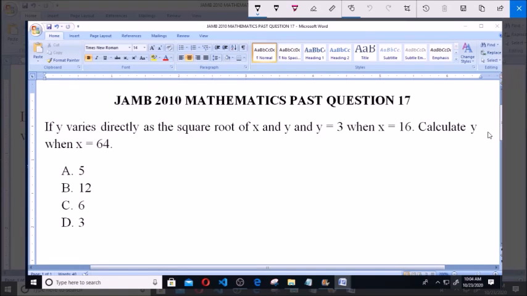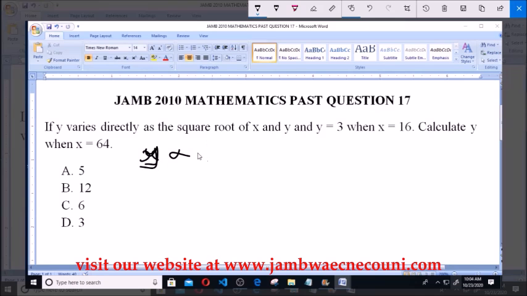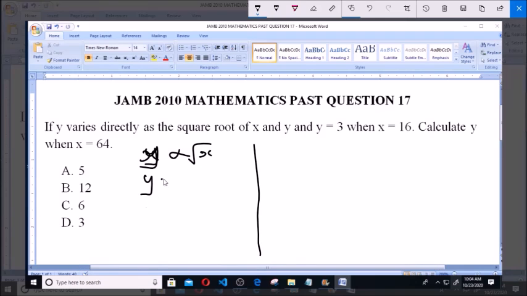I'll be answering JAMB 2010 Mathematics Past Question 17. If y varies directly as the square root of x and y equals to 3 and x equals to 16, calculate y when x equals to 64. Now the question is saying that y varies directly as the square root of x. It simply means that y is equals to, introducing a constant k, multiplied by root x.